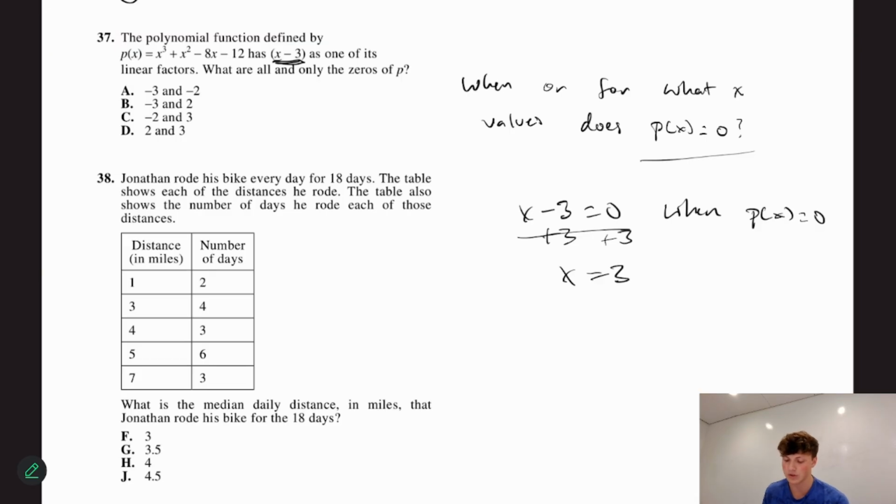That means that x equals 3 is going to be one of the zeros. So 3 is one of our options. So now we're between -2 and 2. Okay, and there's a couple of ways to do this.